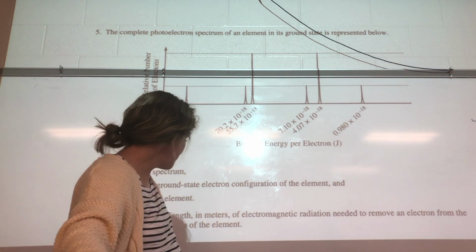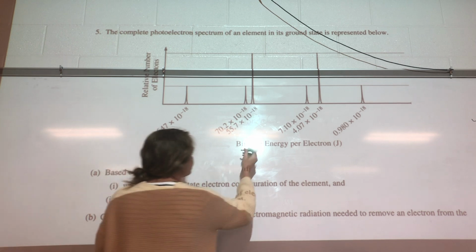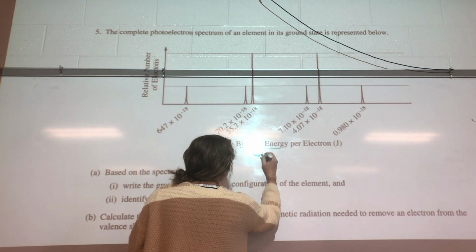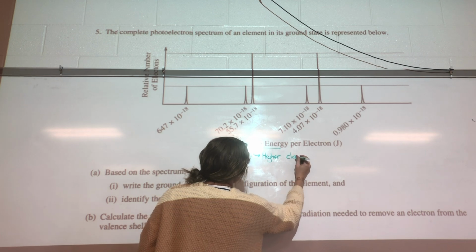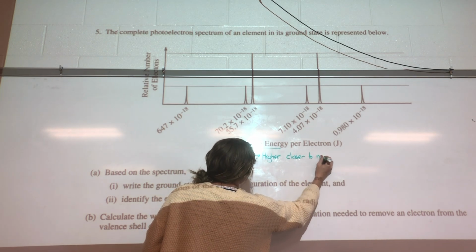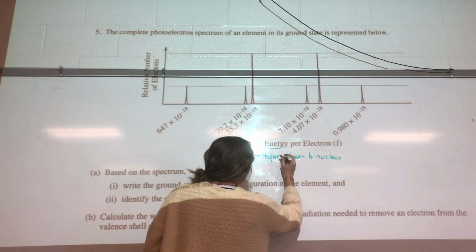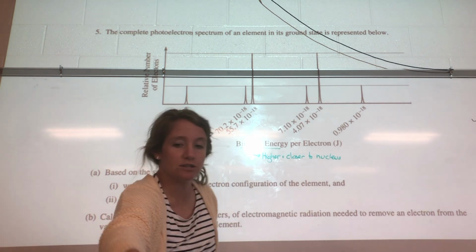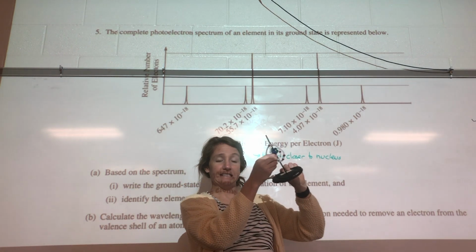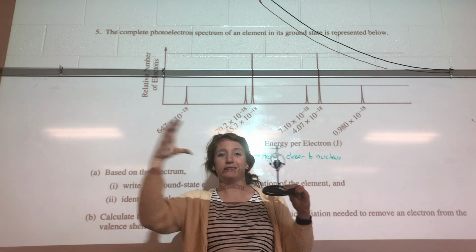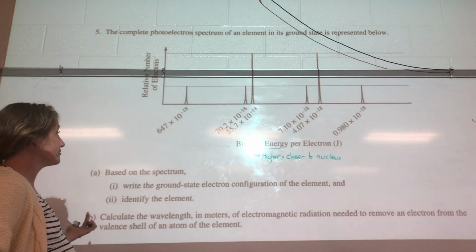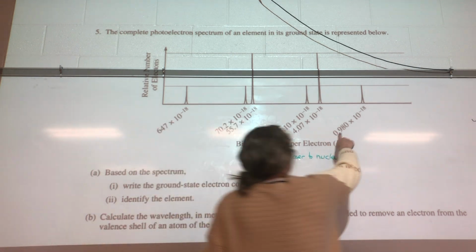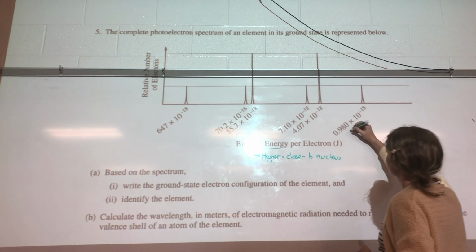The higher the binding energy, okay, so the higher the binding energy, the closer we are to the nucleus. Because the electrons that are close to the nucleus, right, these inner ones are held a lot tighter than the outer ones. So the one with the lowest energy would be the valence electrons.